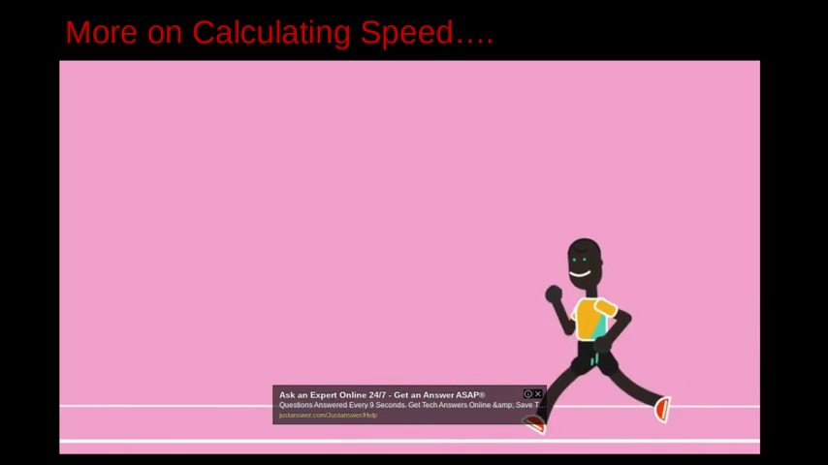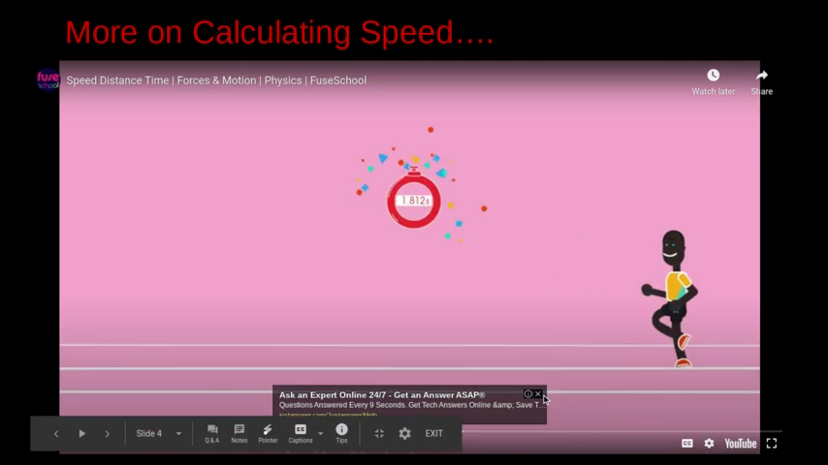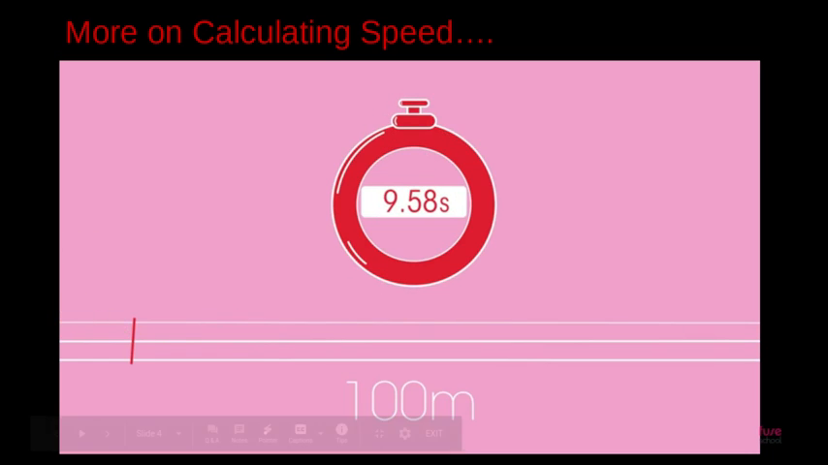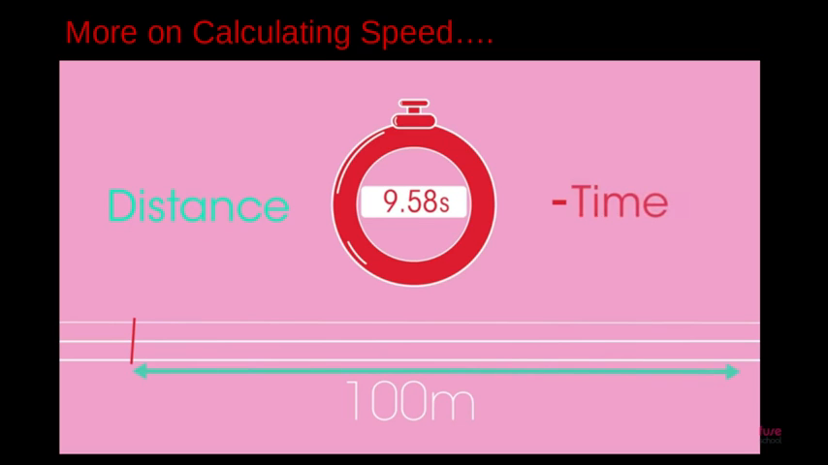Let's work out the speed of Usain Bolt first. In 2009, Usain Bolt set the world record for the 100-metre sprint in 9.58 seconds. The distance was 100 metres. The time taken was 9.58 seconds.